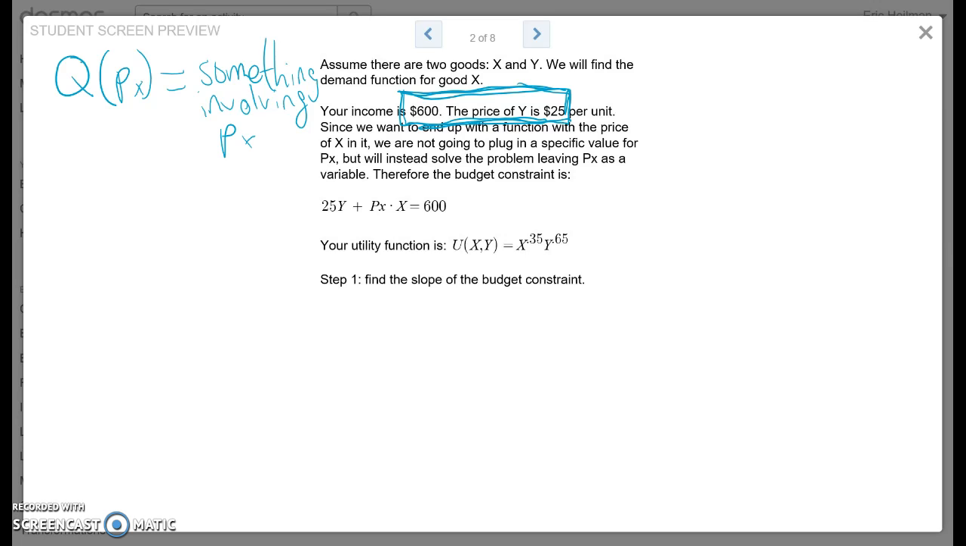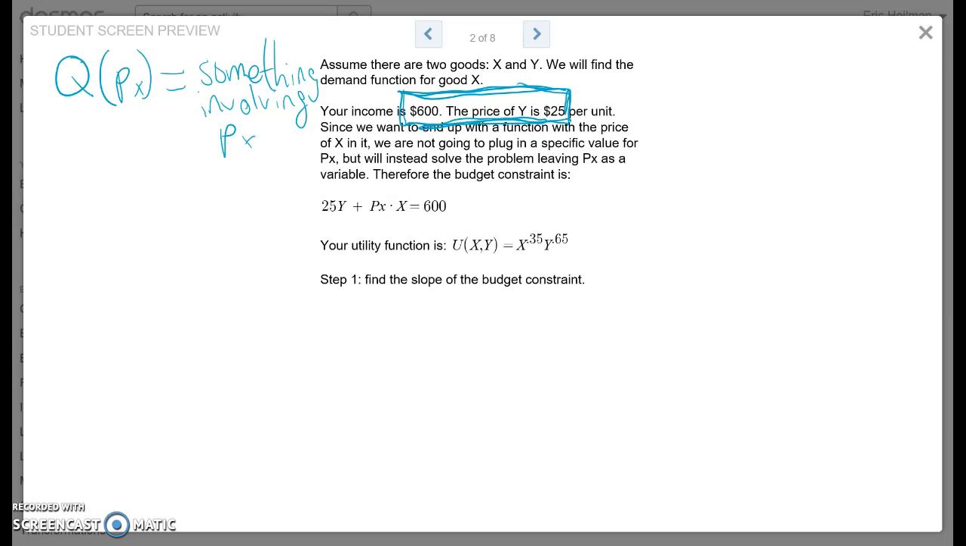The difference now compared to when we were finding the optimal bundle algebraically before is that our final answer then was exactly that. The answer was a bundle. It was two numbers: I'm going to consume this much of good X and this much of good Y. The end product of this process is going to be an equation that involves the price of good X.